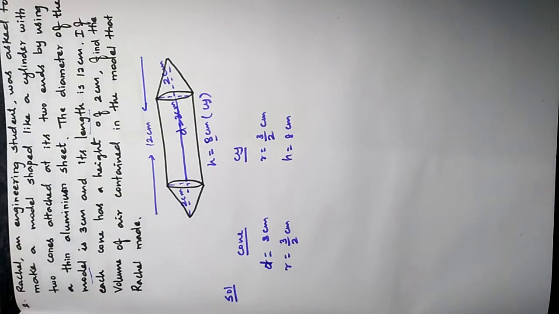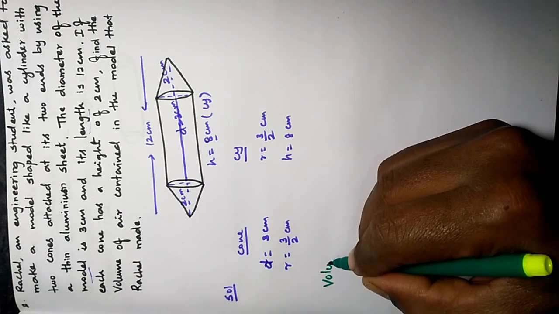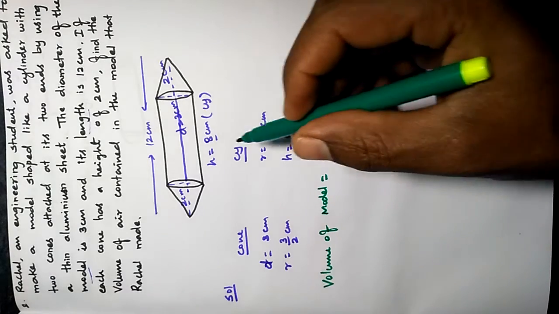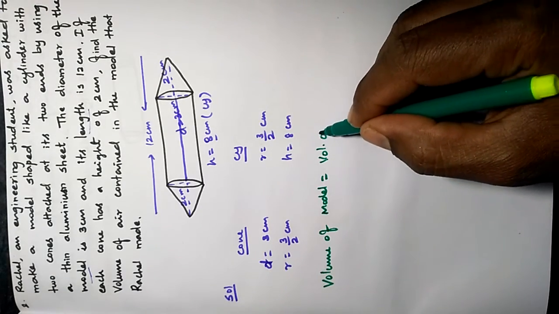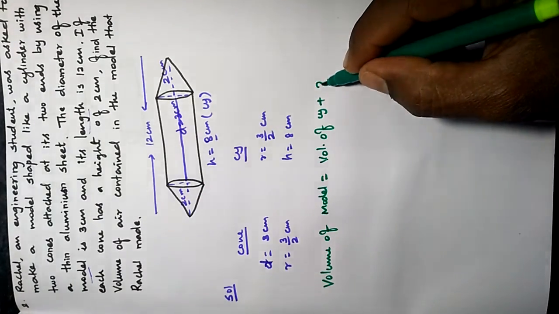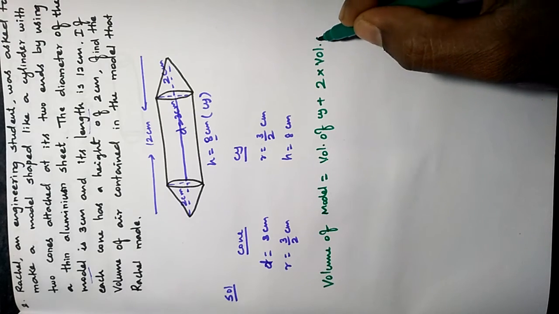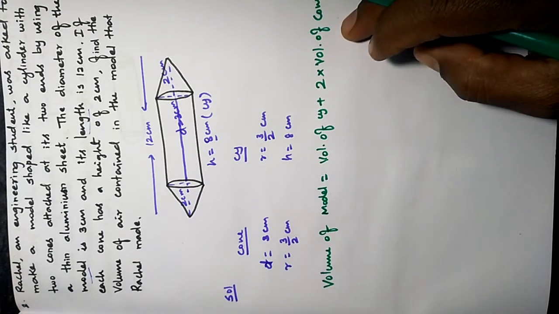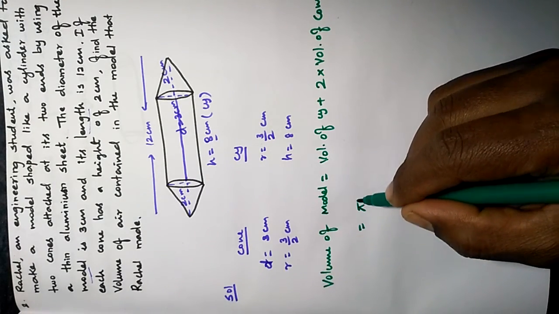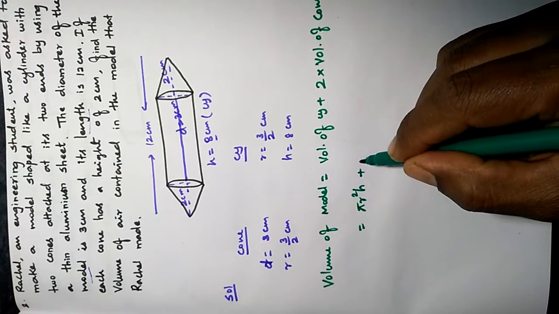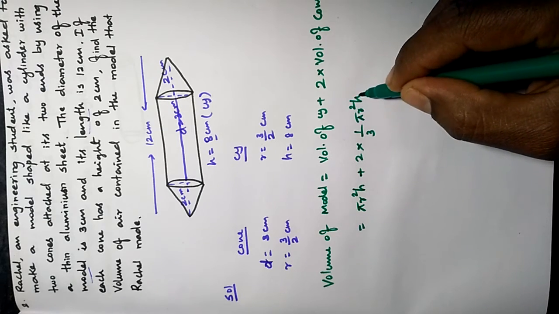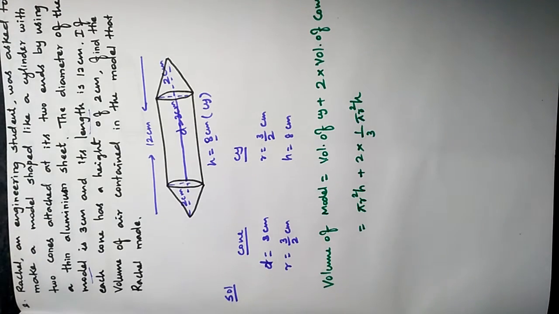So let's apply the volume formulas. Volume of model equals volume of cylinder plus, how many cones are there, left side one, right side one, so 2 cones, then 2 into volume of cone, or you can apply the volume of cone 2 times, also fine. Now let's use the formula. Volume of cylinder is pi r square h, plus 2 into volume of cone, 1 by 3 pi r square h. Now let's apply all the values.